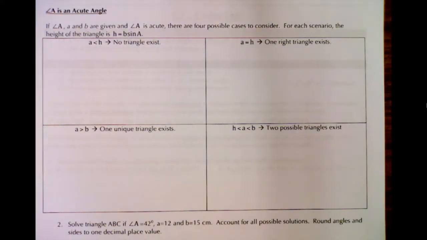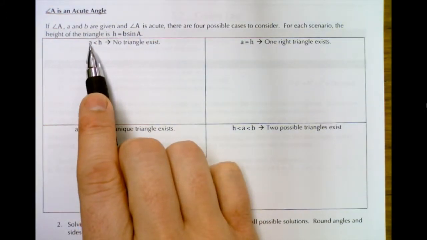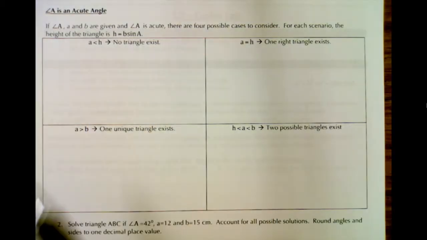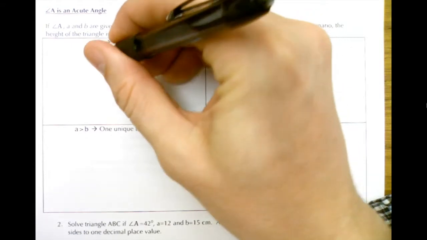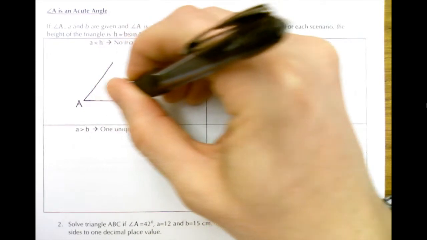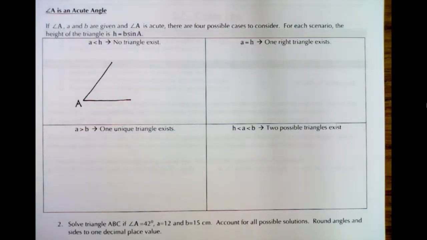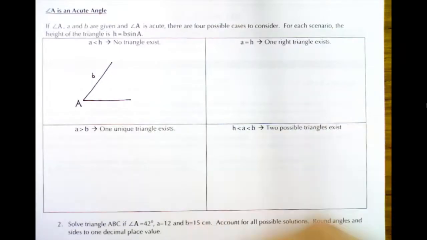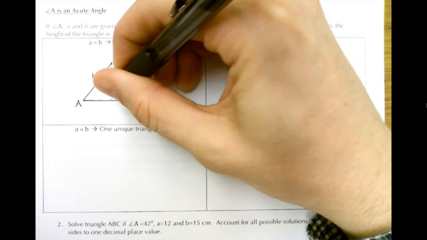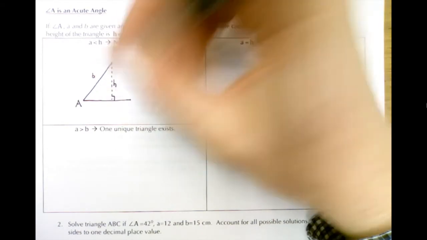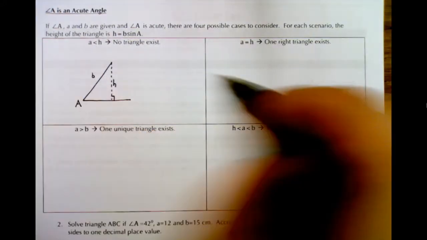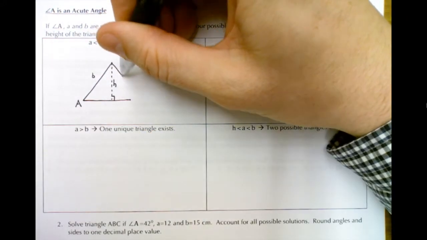The first scenario is if the side you're given is less than the height. That means there's no triangle. And that one's similar to the no triangle in the other one. I'm going to draw this for a second. So here's my A, and I'm going to draw an acute angle. Okay, and we'll label this as B, as always. The height of a triangle is the vertical. That would be my height. And in this triangle, A is less than the height. So I'm going to draw a line that's about the same length.